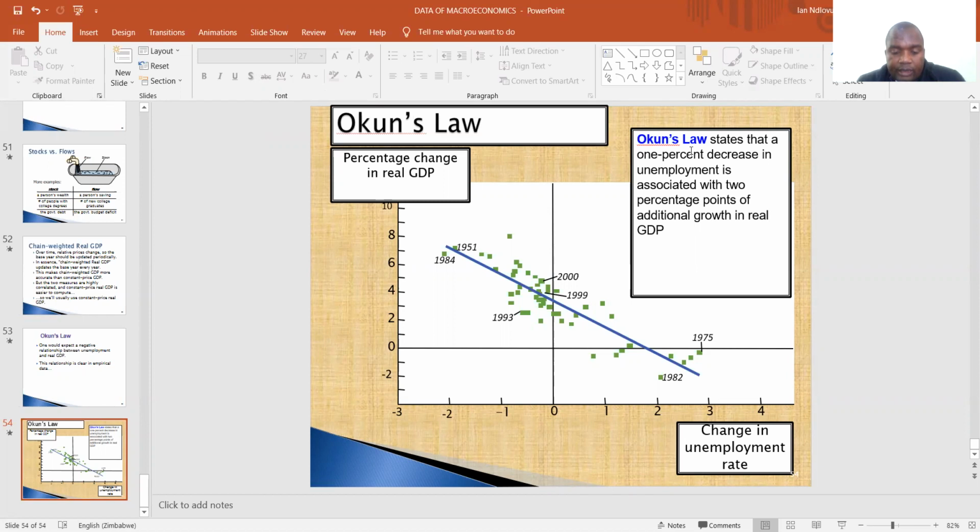And this Okun's law is a very important concept in economics, which is associated with the studies of a Yale professor whose researches were very prominent in the 1960s. This Yale professor was called Arthur Okun, hence the name Okun's law.